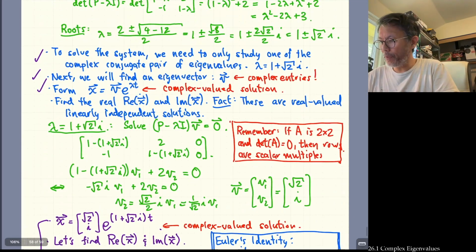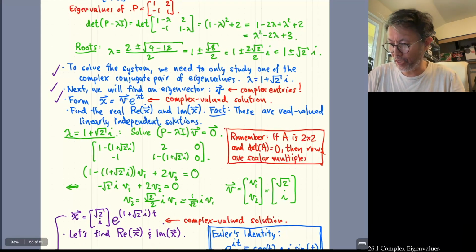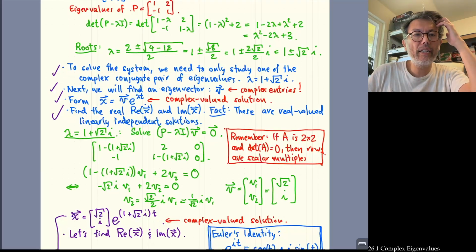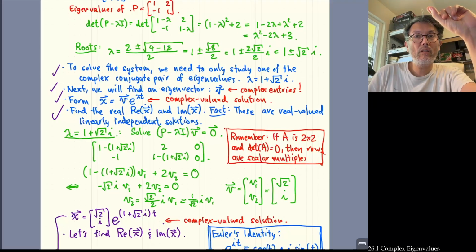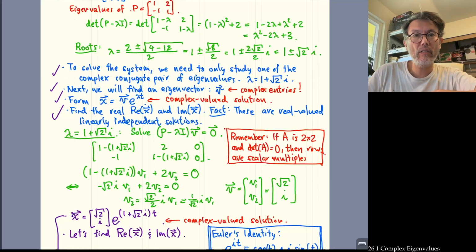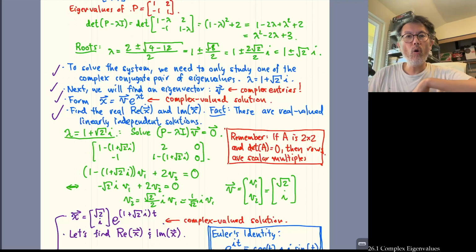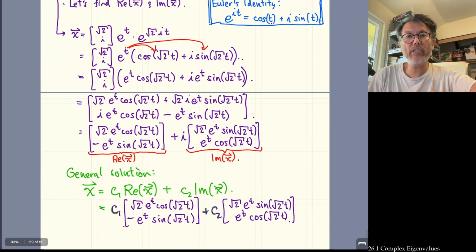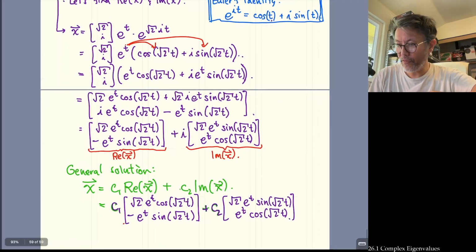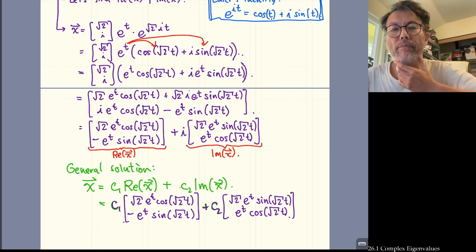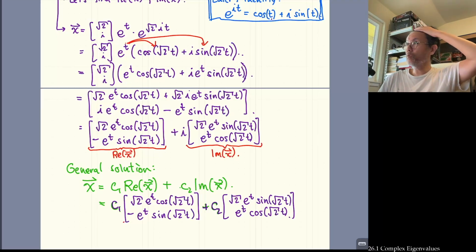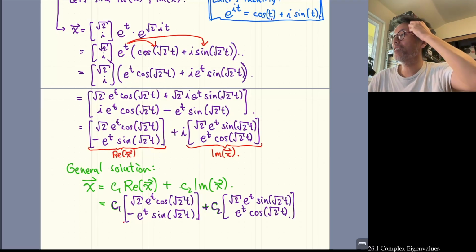The prescription to follow is this one right here, and we did all 4 steps here. Solve the system. You need to find the complex conjugate pair of complex eigenvalues. Find a complex eigenvector associated to one of those eigenvalues, form the ansatz x equals v e to the lambda t, and then use Euler's identity and careful manipulation to obtain the real part of the complex valued solution, as well as the imaginary part. That's it. That's really all there is to say about this.